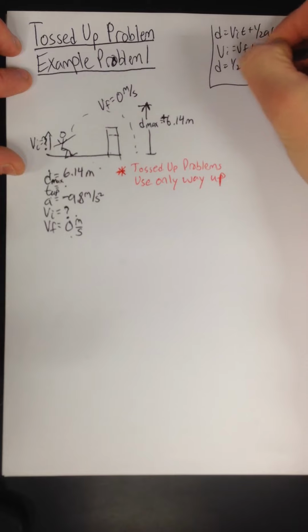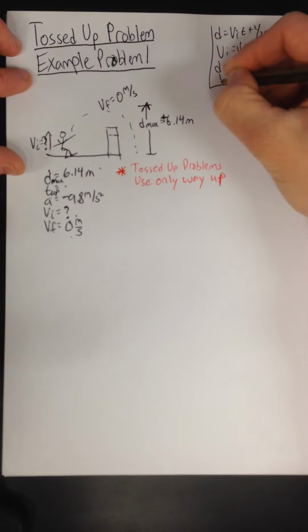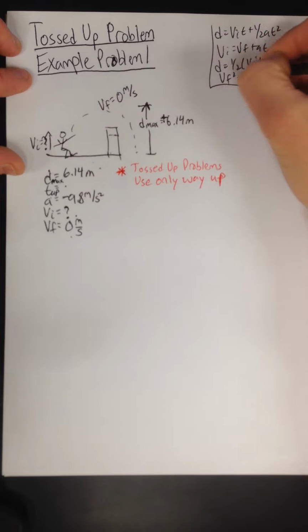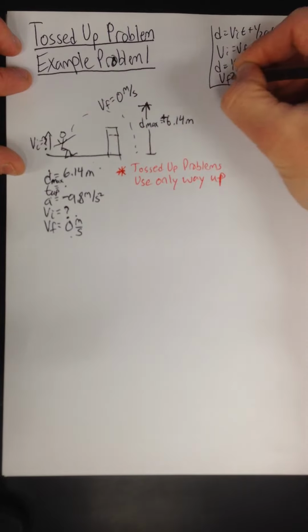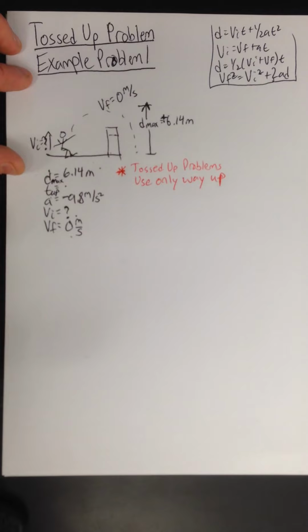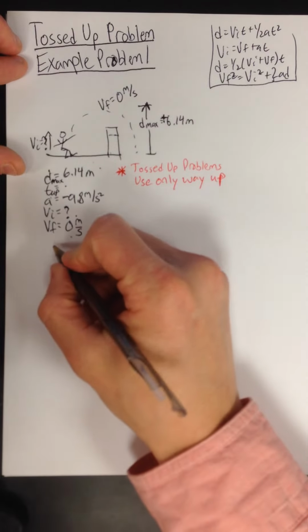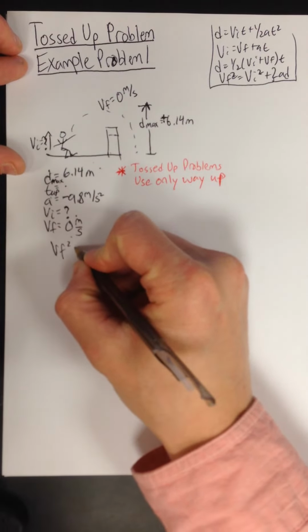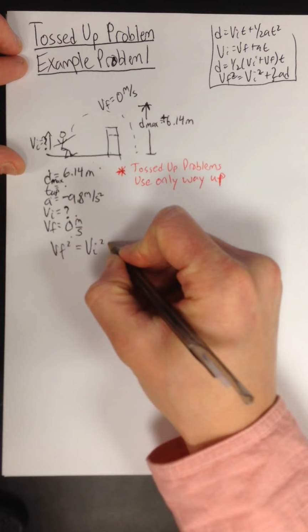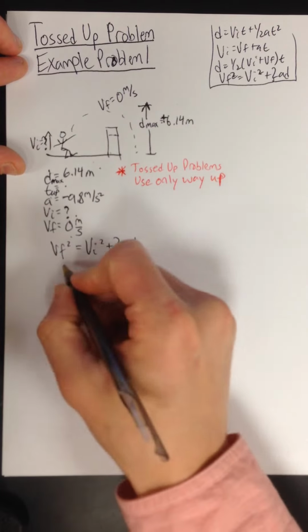Vf = 1/2(Vi + Vf)t, Vf squared equals Vi squared plus 2ad. Okay, so when we look at the kinematic equations, we should see that the fourth one is the one we want to choose. It's the only one without time in it. So we're going to choose our fourth equation. We'll plug in and solve.